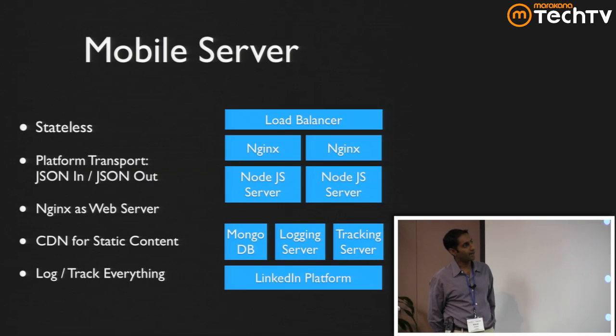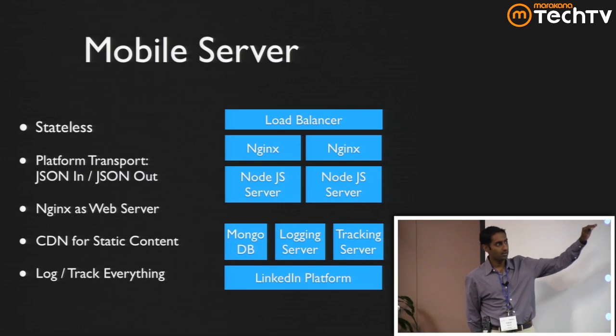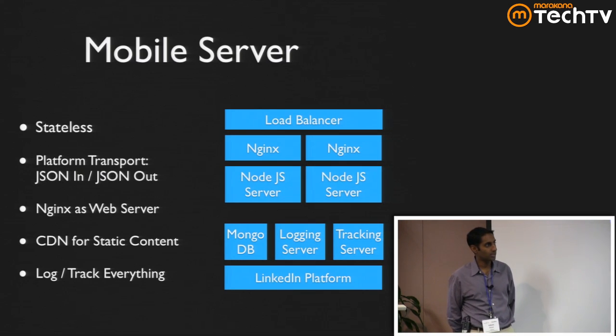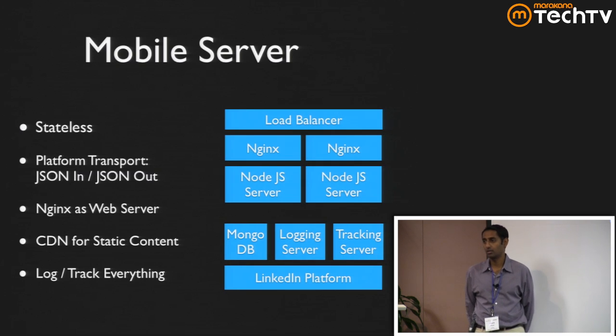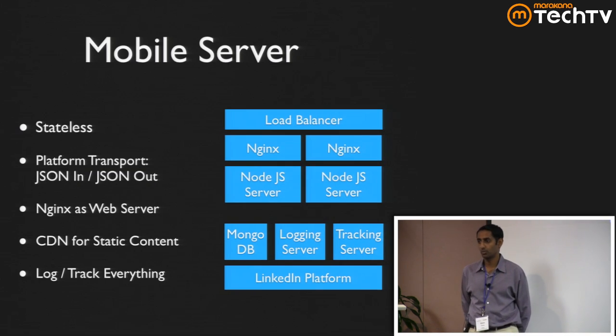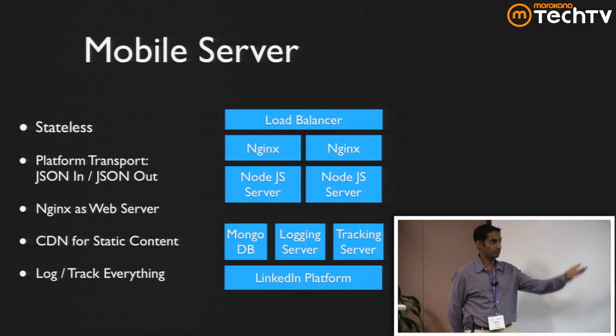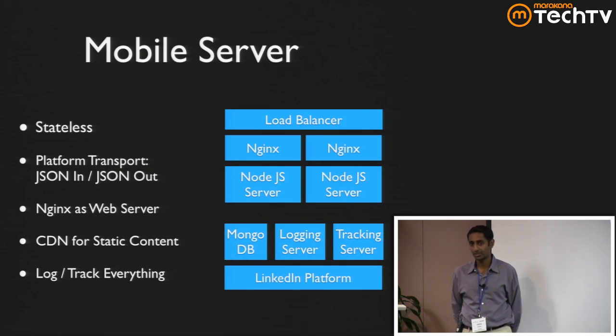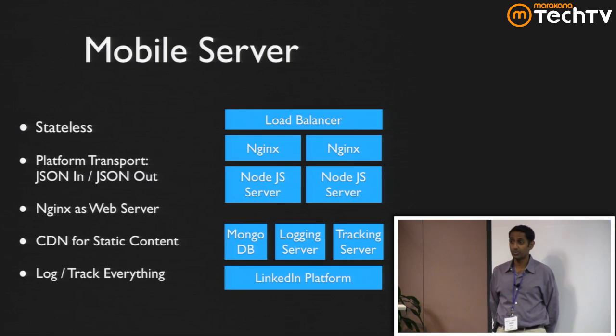So obviously we have a load balancer in the front. We have Nginx, which we use as a web server. To be honest, I think within the next month we're probably going to remove Nginx and just have the load balancer going straight to Node.js. Originally, we put in Nginx because Node.js is relatively new and we wanted something a little more stable. The reason we chose Nginx over Apache is that Nginx is also evented.